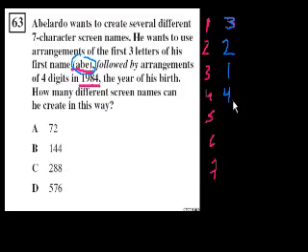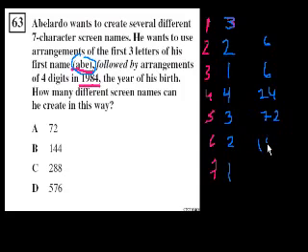Then on the 5th digit, he would have picked one of the 4, so he has 3 of them left. By the 6th digit, he only has 2 of them left. By the 7th digit, he's forced to pick whatever's left over, what he hasn't picked yet. He has 1 digit left. So the combinations, you just multiply all of them. 3 times 2 is 6, times 1 is 6, 6 times 4 is 24, 24 times 3 is 72, 72 times 2 is 144, times 1 is 144. So there's 144 different screen names he can create in this way.